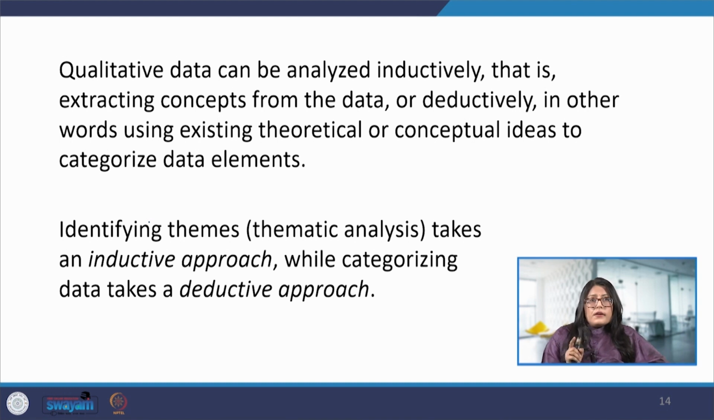Identifying themes takes an inductive approach, while categorizing the data takes a deductive approach. One of the most challenging aspects of identifying themes or new categories is determining the meaningful codes which do not overlap. Another is deciding on the appropriate level of selection. For example, a word, phrase, sentence or a paragraph, what level are we choosing? This is also dependent on the goal of the study and the data that is being analyzed.